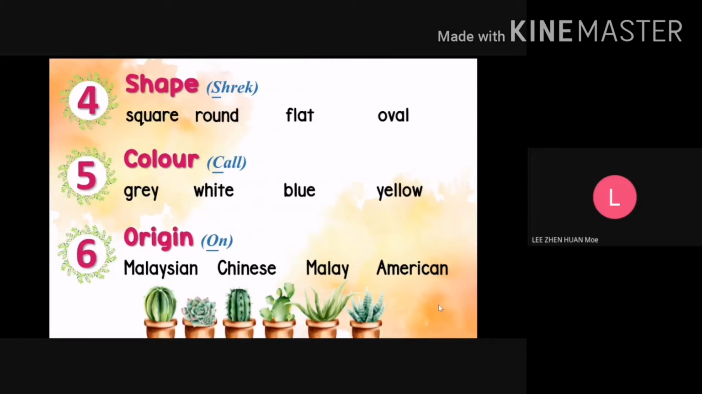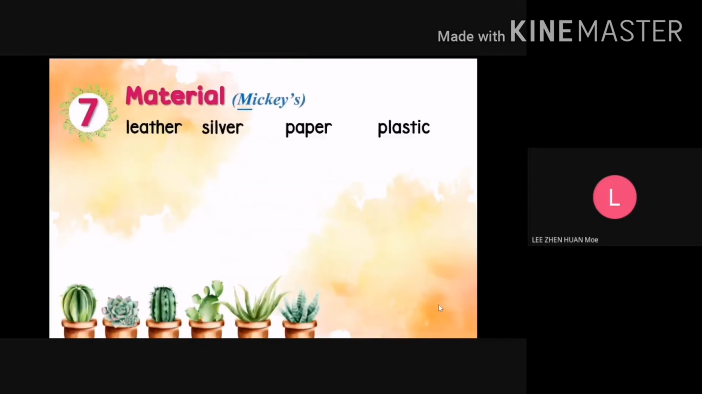For example, if you want to describe a people, you want to describe where is the people from? Where is the people born from? For example, I am a Malaysian, or I am a Chinese, I am a Malay, or he is an American, like that. Okay, the next one, the seventh one is about materials.